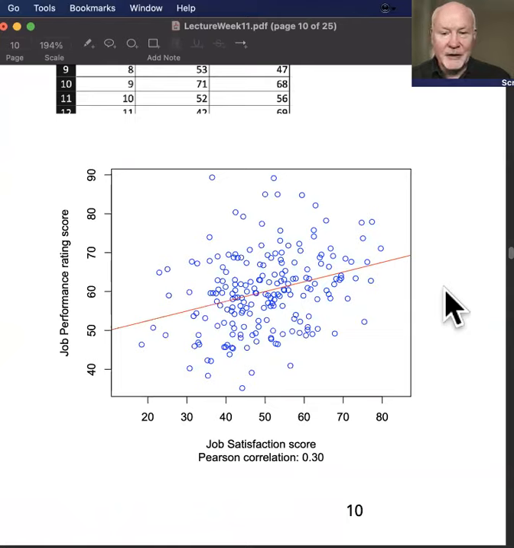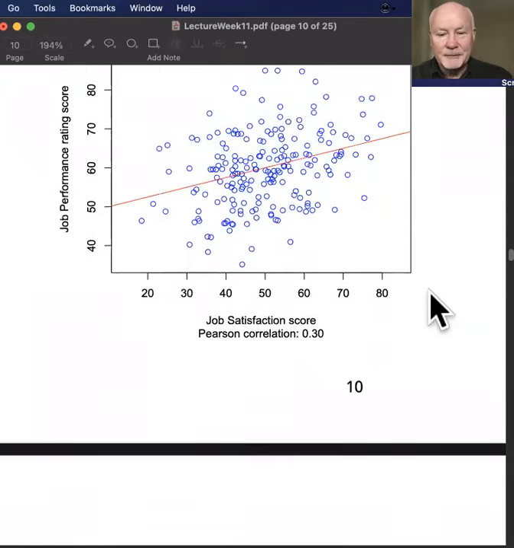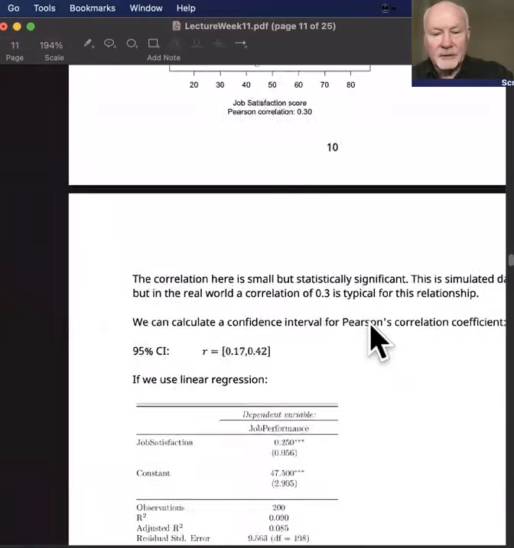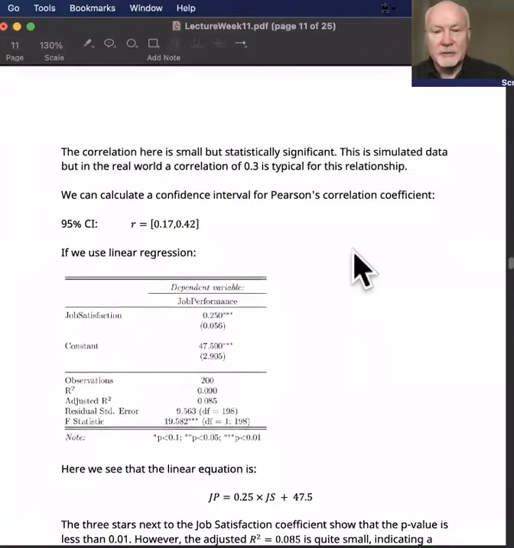I know that because I simulated the data, but I simulated it to be consistent with what seems to have been found in research on job performance and job satisfaction, which is about a 30% correlation. And we then will do some kind of statistical test. So the most common thing is you'll work out a correlation coefficient.